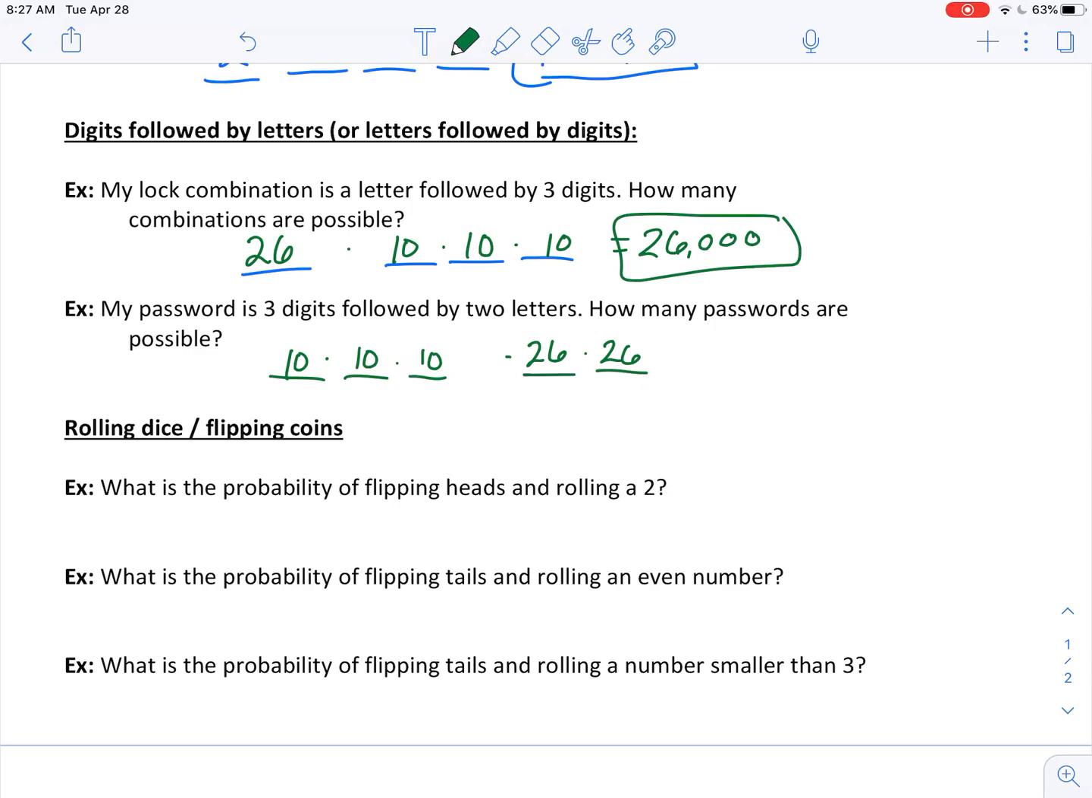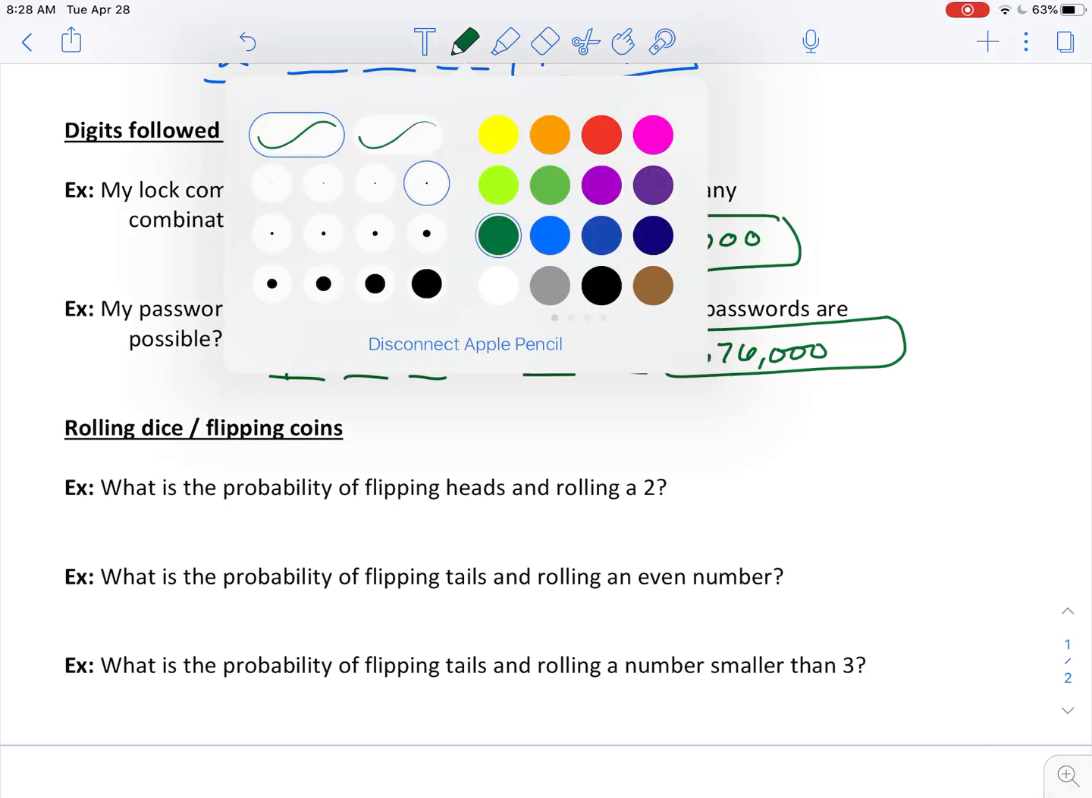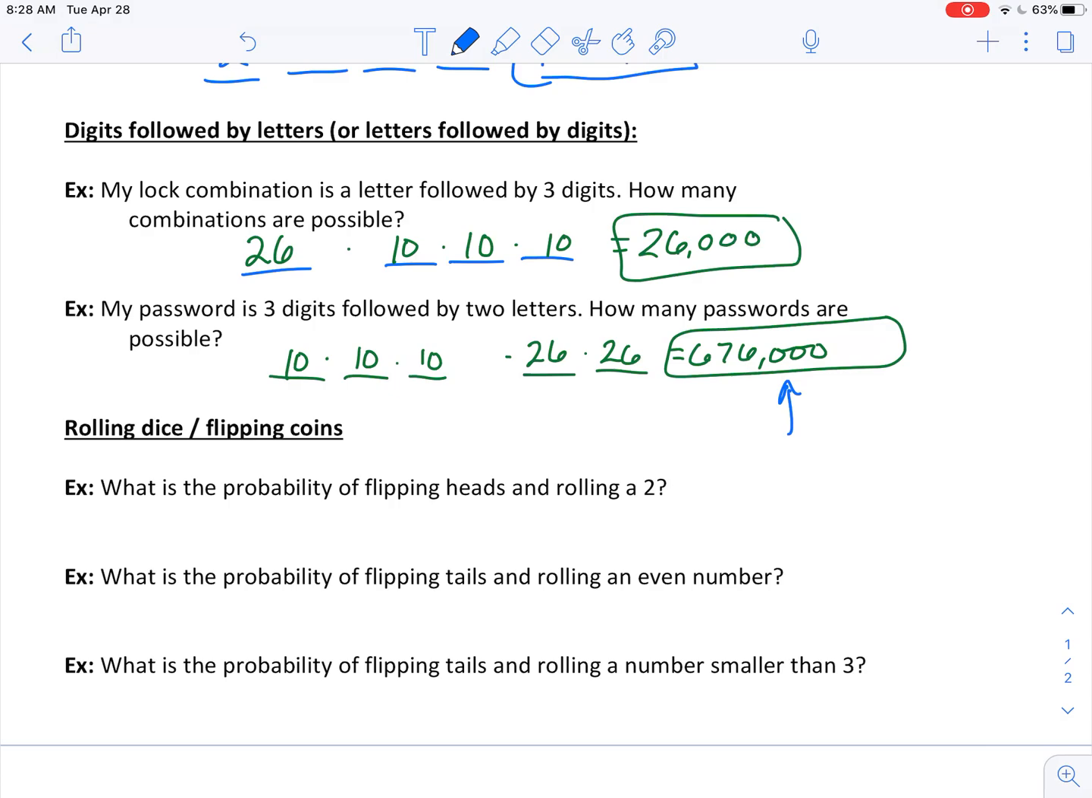Now, what if I said my password is 3 digits followed by 2 letters? Well, same thing. I've got 10 possible digits and 2 spaces, 26 letter options. So we've got 10 times 10 times 10 times 26 times 26, which is 676,000 passwords.